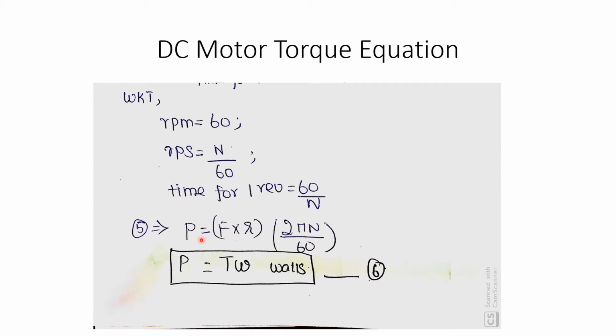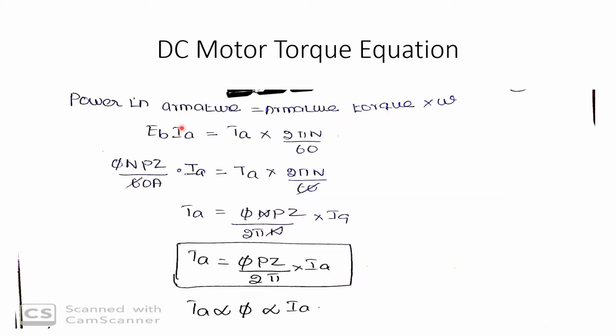We substitute that in the previous equation, so that the power equals F into R into 2 pi N divided by 60. F into R, we know, is torque, and 2 pi N divided by 60 is nothing but the angular velocity that we derived in the second equation. So the total power is equal to torque into angular velocity. That is the sixth equation. So the power in armature is the armature torque into angular velocity omega.